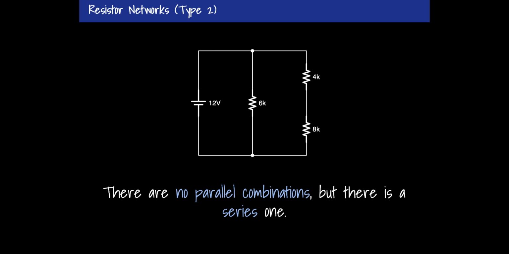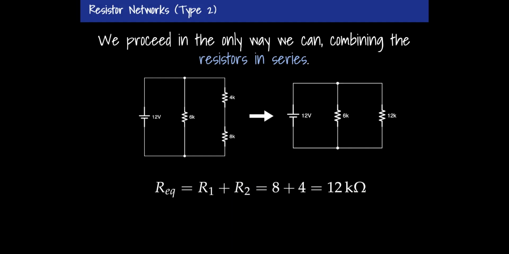There is, however, a series combination. The 4 and the 8 are in series. I'm going to do the same procedure. I'm going to whittle this circuit down until it's 1 voltage and a resistor. That'll let me calculate a bunch of stuff, and then I'll work backwards until I know everything. That's my procedure. That's what I'm doing.